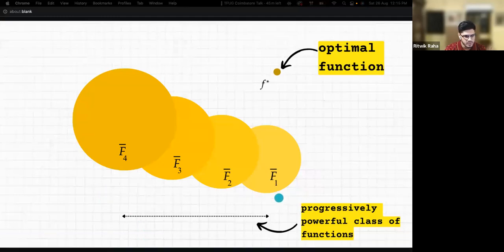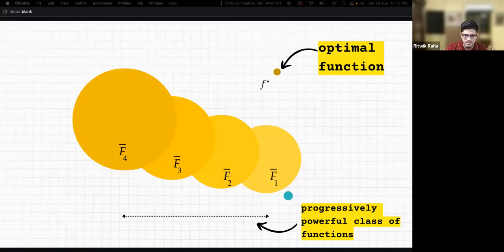I hope my pointer is visible. So this is the f bar that we begin with, f1 bar, and then we move progressively deeper. So what we are trying to do is train the neural network, and we are trying to grow the class of functions. By growing the class of functions, we are actually growing their size. So the number of probable f stars that might be possible within these f bars is growing. And that's exactly what we are trying to do with training.